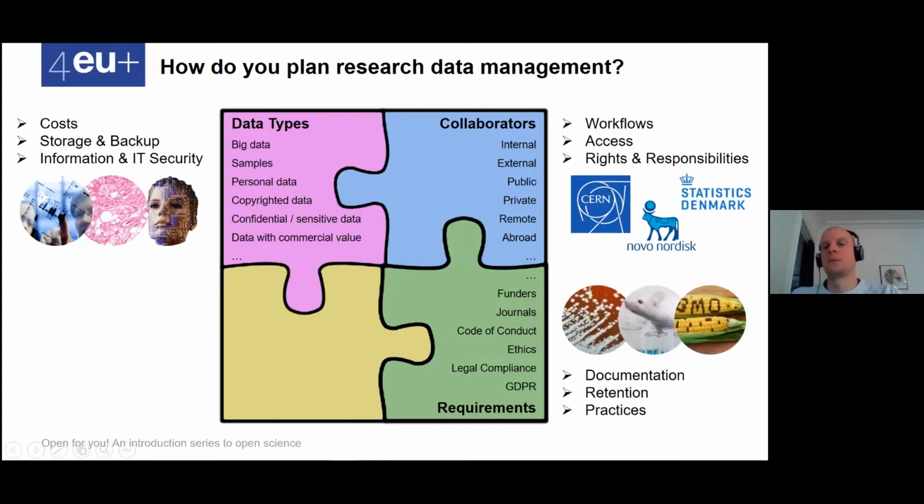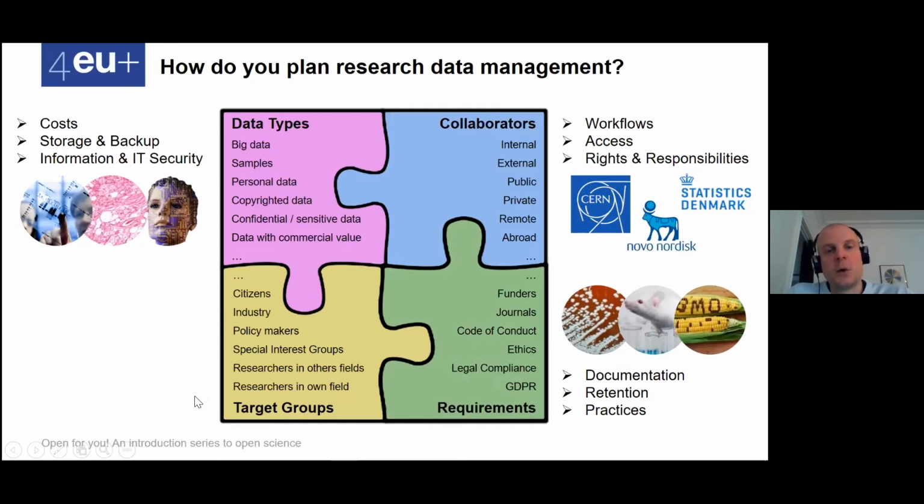And this influences, for example, what you retain after the project and how you will retain it. Some types of research data have to be destroyed or deleted at project end, for example. What are the practices for documentation, and so on and so forth. In particular, when you work with, for example, animals or genetically modified organisms, there are ethical considerations.